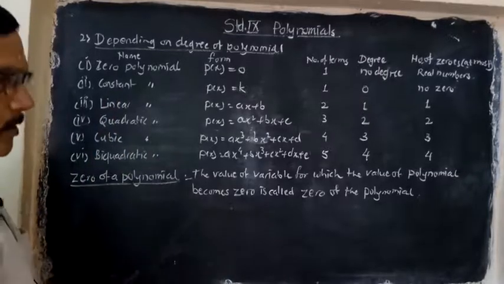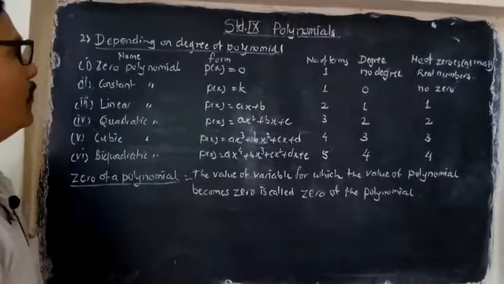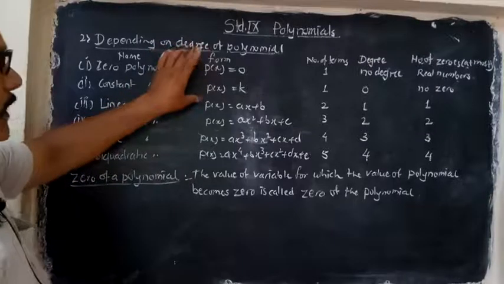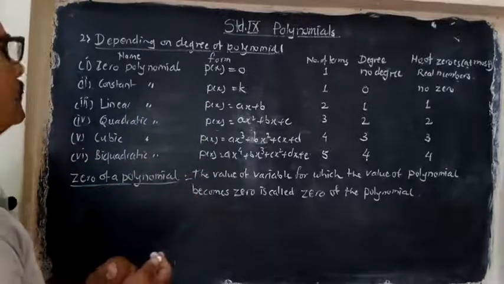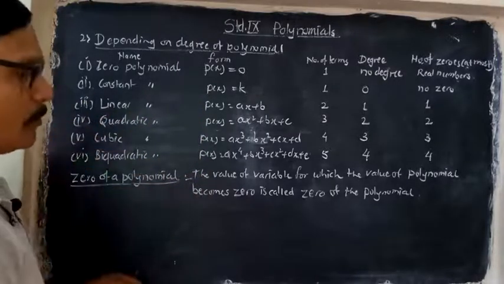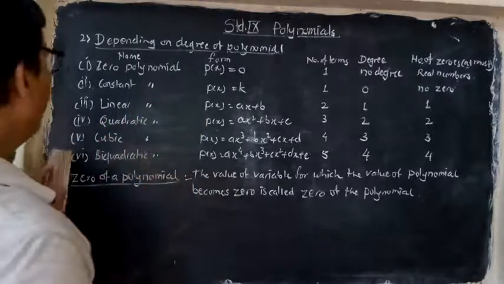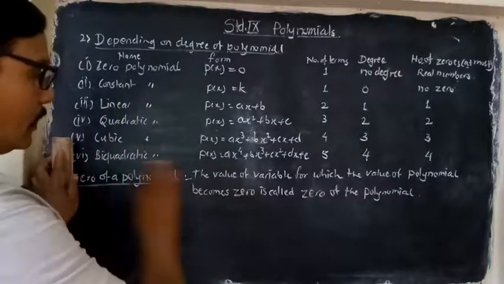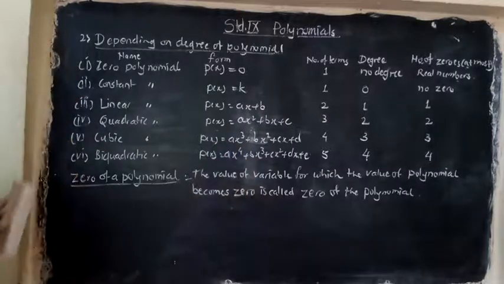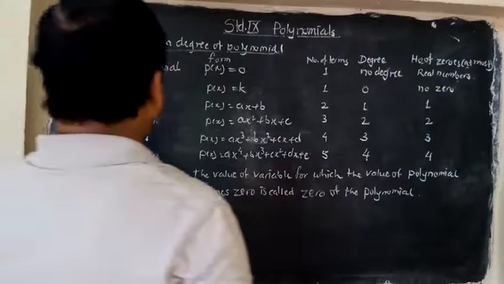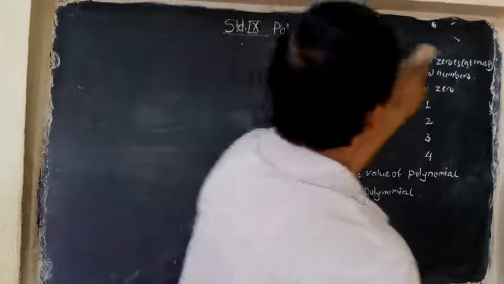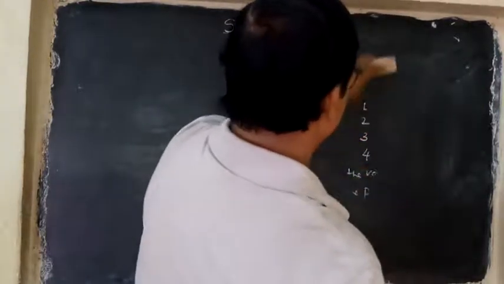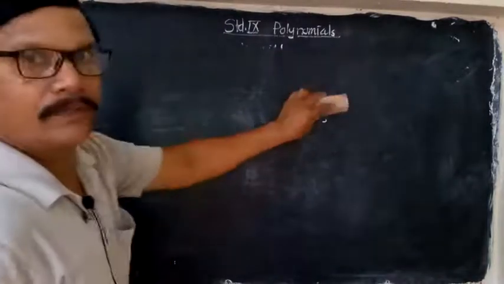Now how to find out a zero of a polynomial? For different polynomials, now it's not necessary to find out zero of zero polynomial and constant polynomial, but we will see from the linear polynomial. Now let's see zero of linear polynomial. I will rub this, write down this table by pausing. Then let's see zero of linear polynomial first. Zero of linear polynomial.